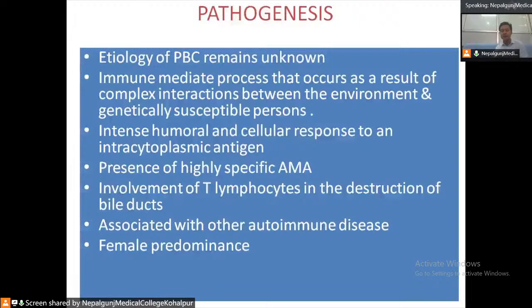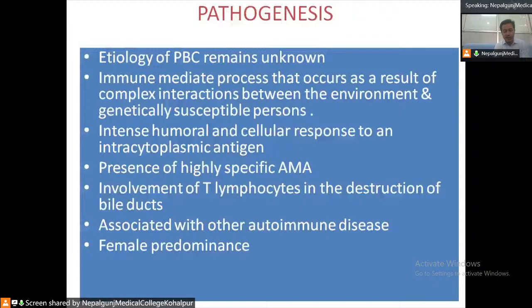That is the anti-mitochondrial antibody, and this antibody is present in the majority of cases, more than 90 to 95%. It means 95% of patients, or females, have this anti-mitochondrial antibody. This also supports the immune disease, having the antibody. There is also involvement of T lymphocytes in the destruction of bile ducts. When the T cells are activated, they release various cytokines, and the cytokines activate the inflammatory process, and this inflammation may damage the bile ducts, the intrahepatic bile ducts, interlobular bile ducts, then intralobular bile ducts.